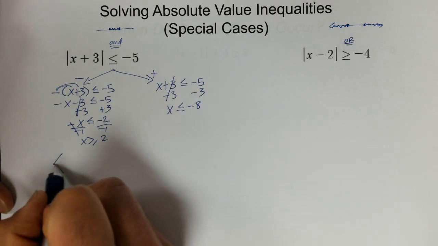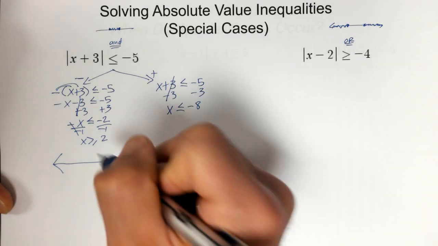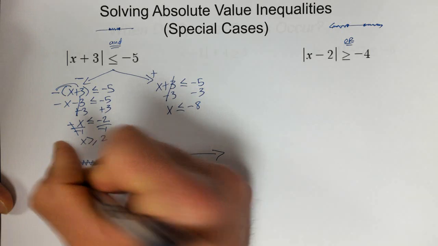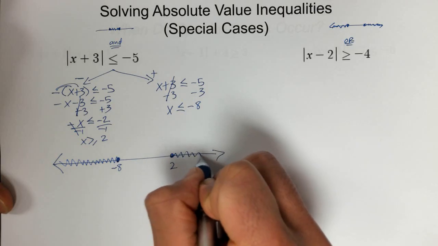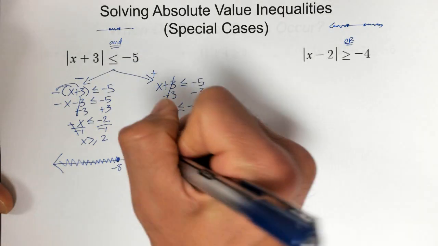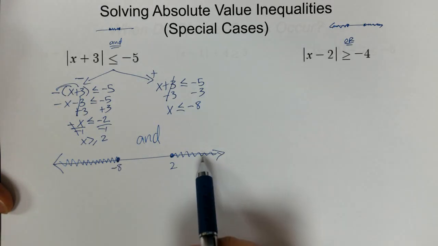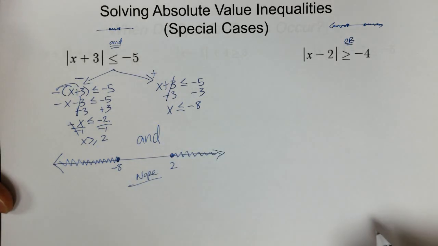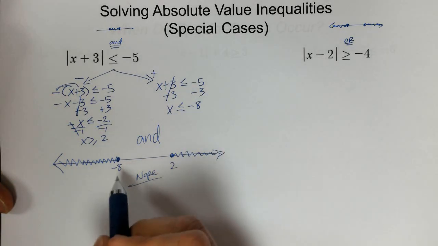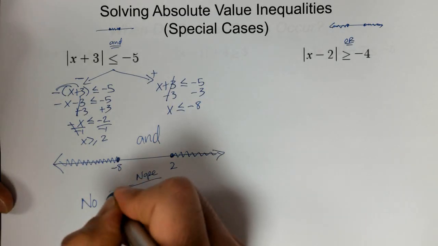Let's graph this out. Check this out. X is less than or equal to negative 8. So negative 8 is on the left because it's smaller. Less than means to the left. Greater than 2. It goes to the right. Remember, the key word here was and. Can a number be less than negative 8 and be greater than 2? Nope. Right. We have an error here. This is a special case. Since a number cannot exist on the left and on the right at the same time, we have no real solution.